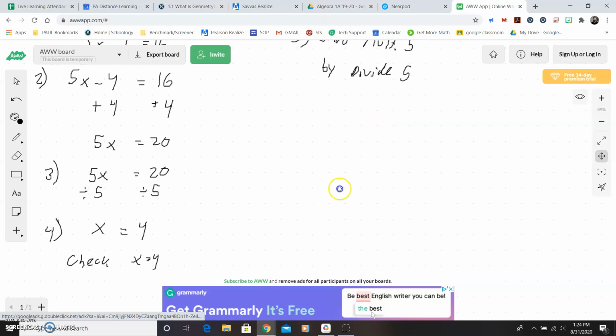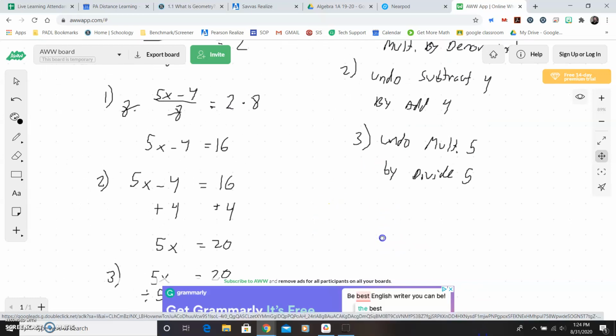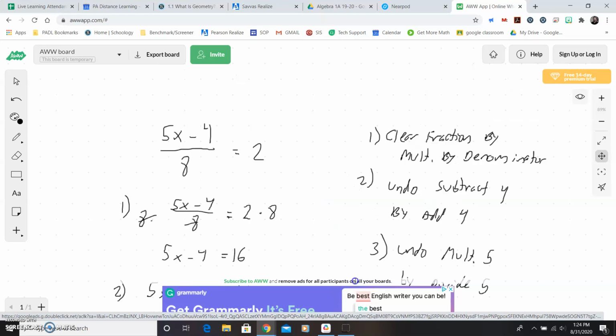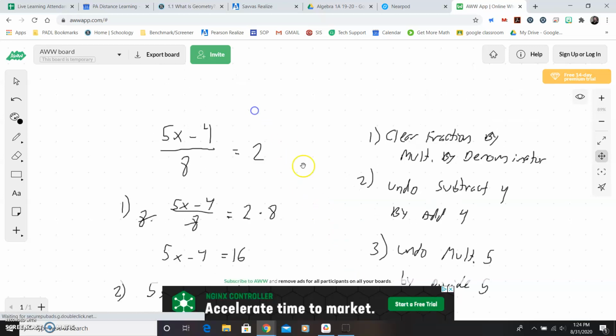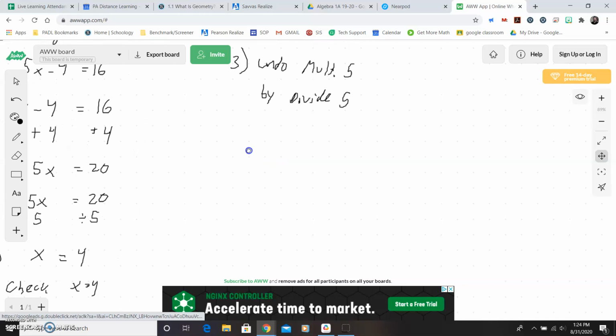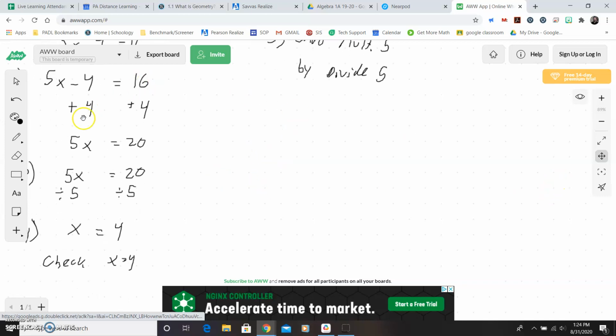If you remember what the original equation was, it's 5x minus 4 divided by 8 is equal to 2. So let's check. If we plug in 4 for x, do we get a true equation? So that's 5 times 4 minus 4 divided by 8 is equal to 2. Now, if we simplify, multiply first, 5 times 4 is 20. So now we have 20 minus 4 over 8.